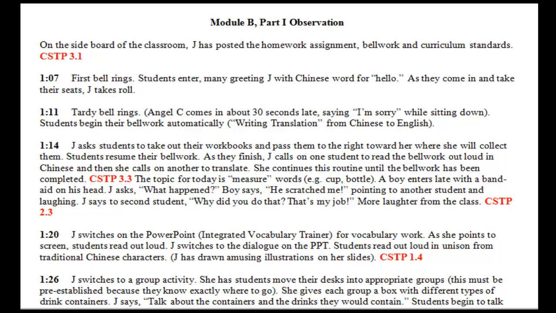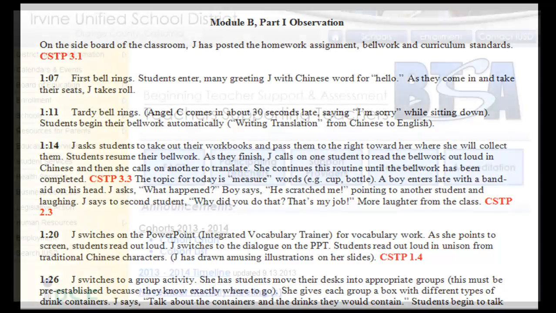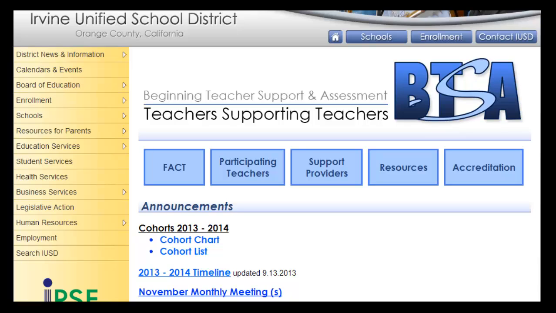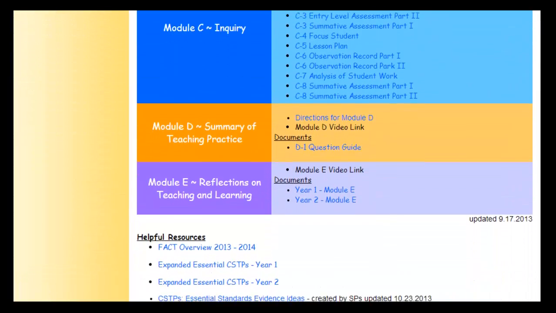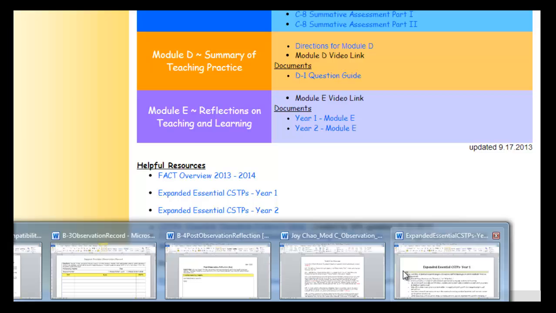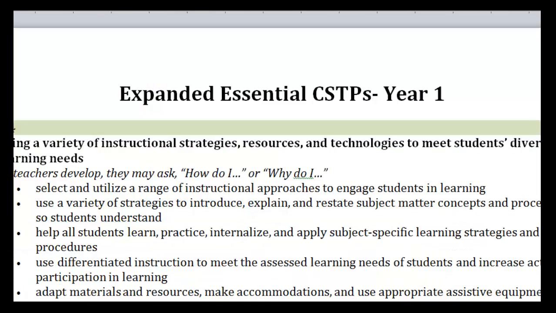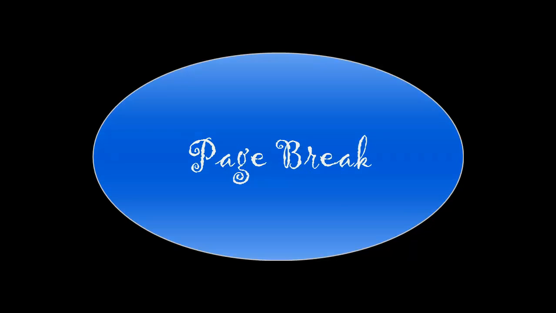For the second observation in Module B, Part 2, identifying the CSTPs can be done together or by the participating teacher alone. I suggest you use the expanded elements of the CSTP sheets found in sheet protectors in the back of the support provider's binder. The expanded elements can also be found on our district website under Fact page in the Helpful Resources under the Fact Documents. And here's an example of Year 1's Expanded Essential CSTPs. This is another page break.